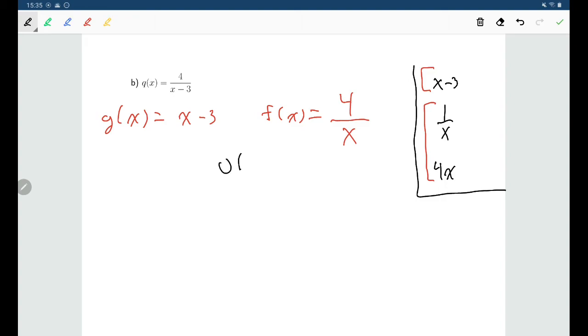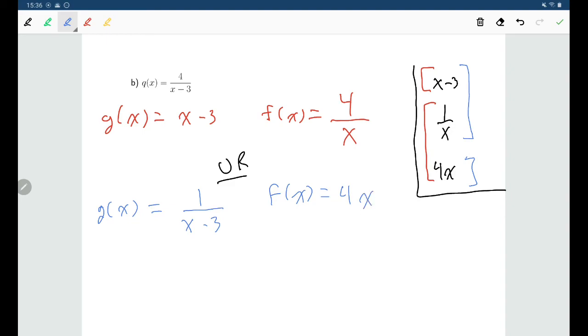You could also say that the inside function, maybe that would be the reciprocal and subtracting 3, and that the outside function would just be the multiplying by 4. So the inside function could be that you subtracted 3 and then took the reciprocal, and then the outside function is that you multiplied by 4 whatever the input is. And you should confirm that that also works as well.